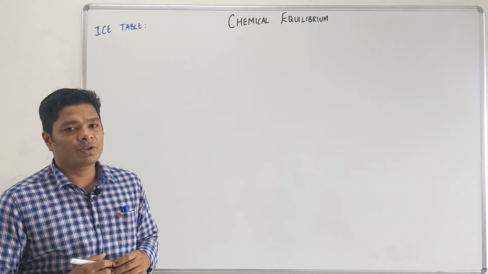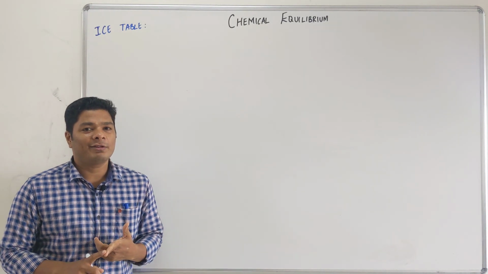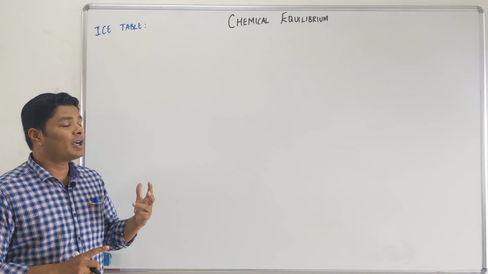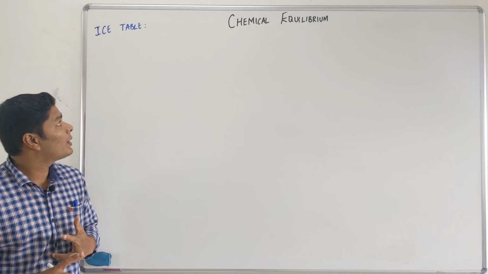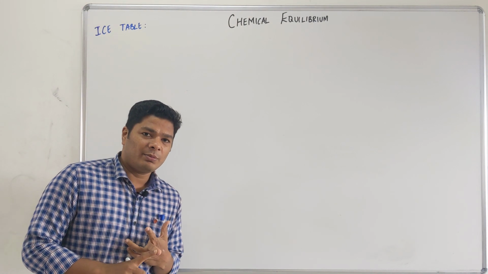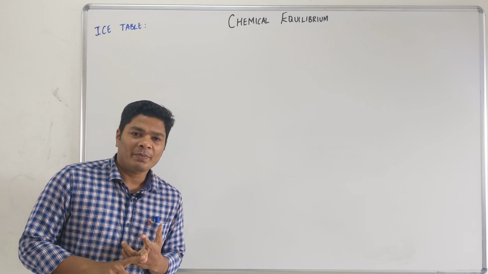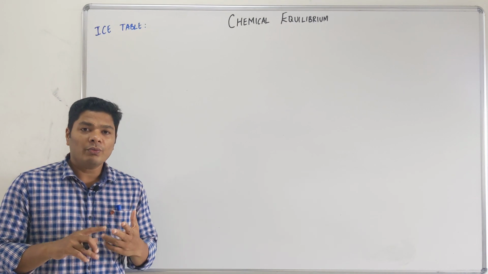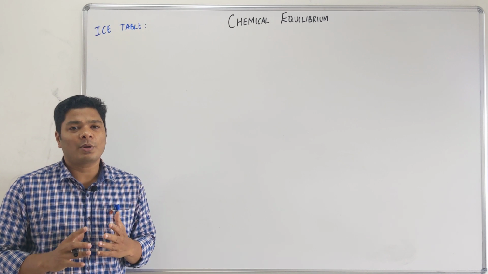In the previous lectures, we have seen about the basis of chemical equilibrium. Here we are going to start the numerical side of chemical equilibrium. The most important thing for equilibrium is being able to set up an ice table. It will help you visualize the problem, particularly numerical problems, really well.